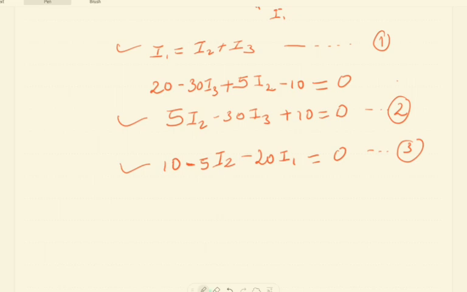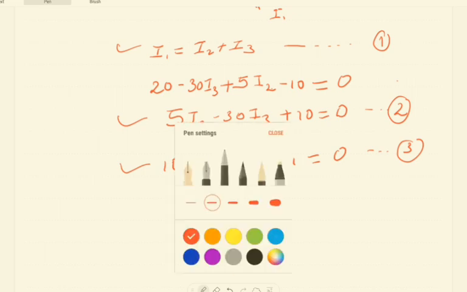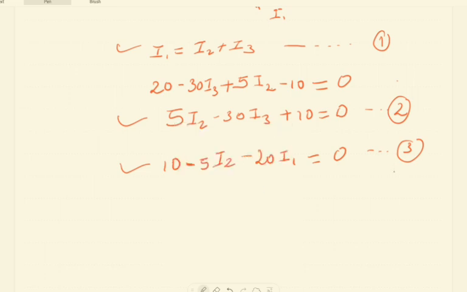So let me just change my pen here and show you. Now from equation 1, I3 is simply I1 minus I2.